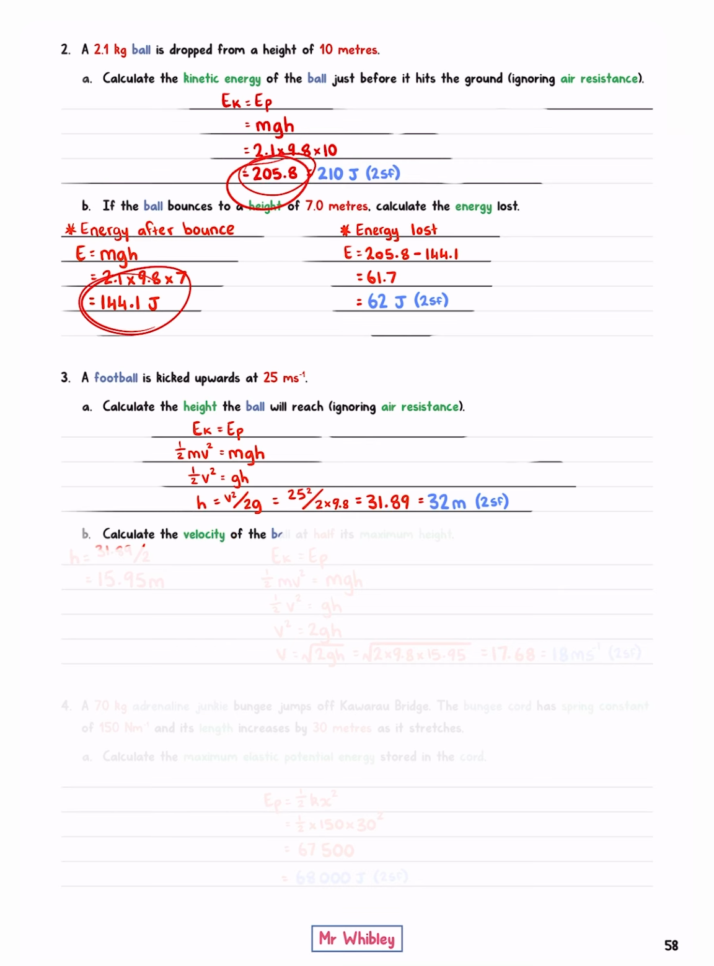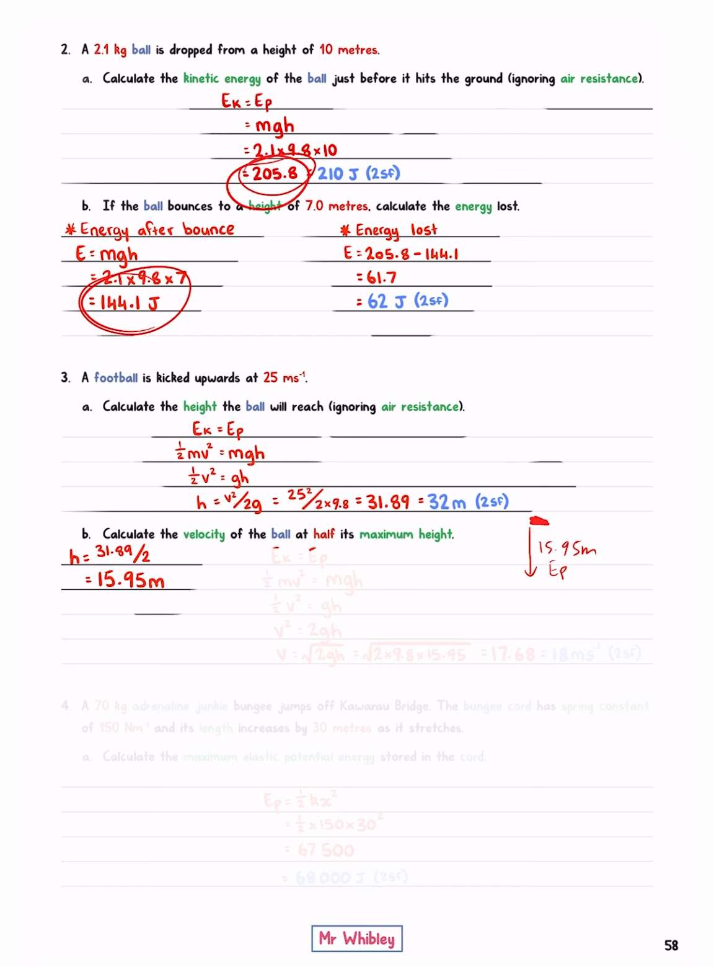Calculate the velocity of the ball at half its maximum height. Half the height is just half of our height that we found in the last question, which is 15.95 meters. If we imagine the ball at its maximum height, if it fell a particular distance, our 15.95 meters, it's going to lose some amount of gravitational potential energy.